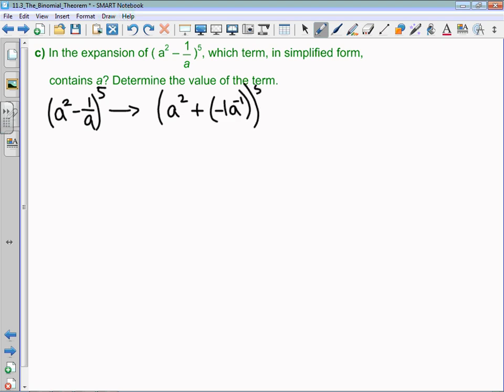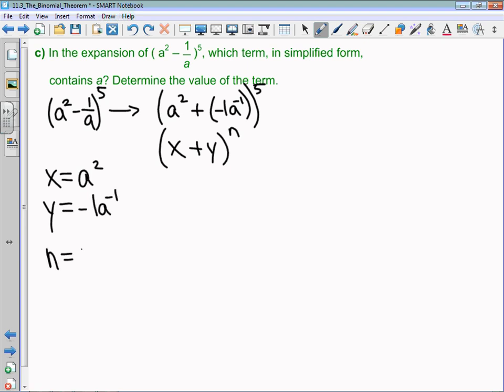All right, so what I can do now is the same thing I've been doing. I'm going to compare this against x plus y to the power of n, and I can say that x is equal to a squared, y is represented by negative 1a to the negative 1, and n is going to be 5. But the question says, okay, in simplified form, which is going to contain a? And they really should have put maybe a to the power of 1 there. And the way that we can find that is by using our expansion theorem. So term k plus 1 is n choose k times x to the power of n minus k times y to the power of k. And we're going to plug in what we know. We don't know k yet.